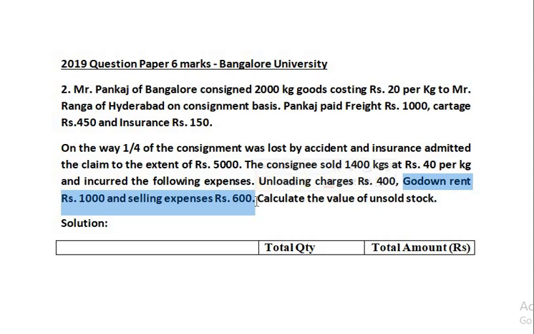Now calculate the value of unsold stock. Make three columns: first column for particulars, second column total quantity, and third column total amount.